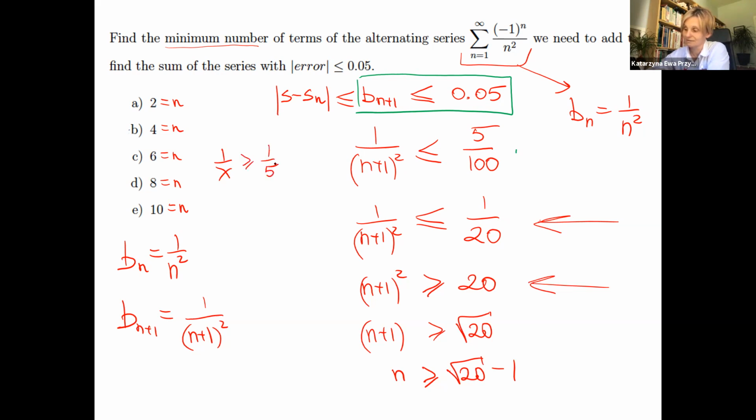Let's say this. 1 over x must be greater than 1 over 5. Then x must be less than 5, because we want the whole fraction to be bigger. Then the denominator must be smaller.